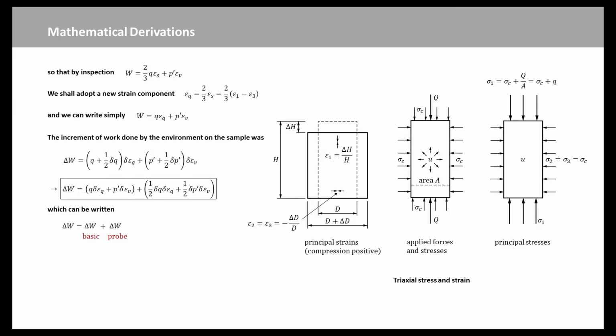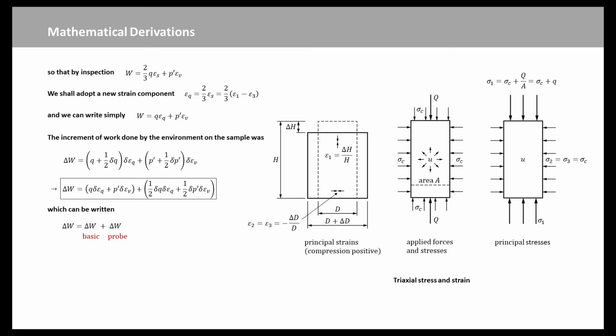Now consider the effects of a small increase in stress, delta q in q and delta p dash in p dash, supposing that they cause small changes in strain, delta epsilon q in epsilon q and delta epsilon v in epsilon v.